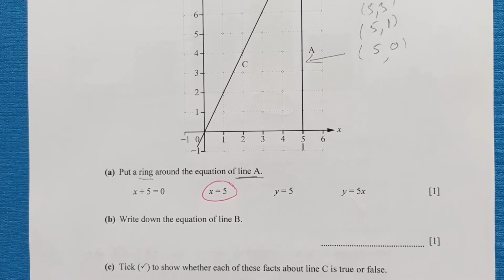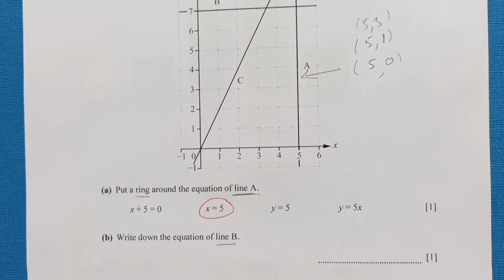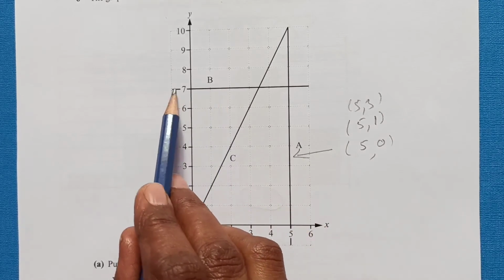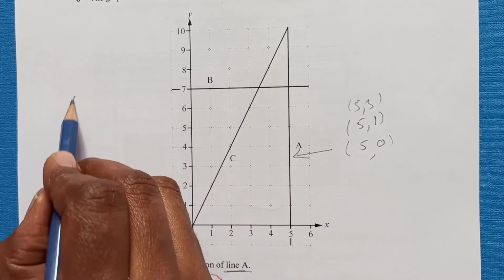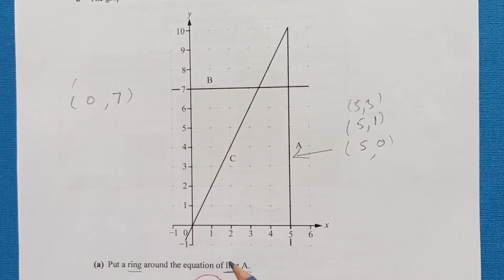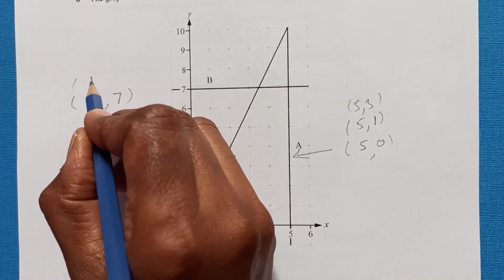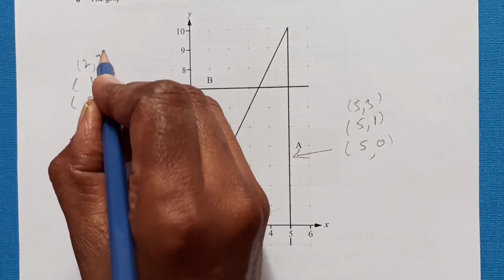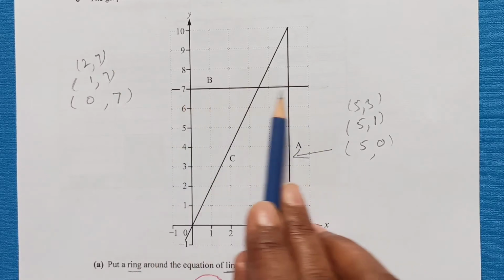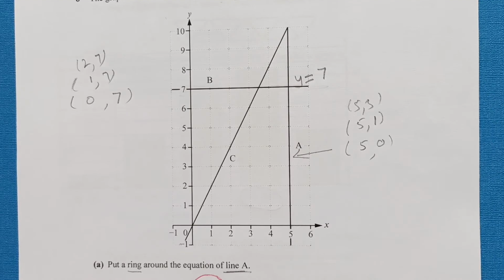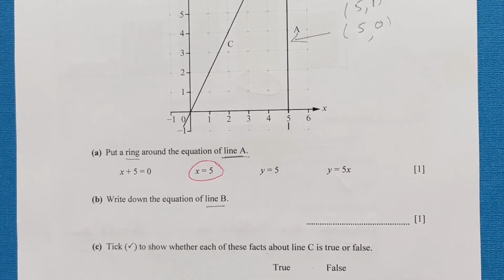Part B. Write down the equation of line B. Now see line B. For line B, you see this coordinate: y is equal to 7, x is 0. Even if x is 1, y is again 7. If x is 2, y is 7. So you can see the value of y is the same all around here. So the equation of this line is y equals 7. That will be our answer.